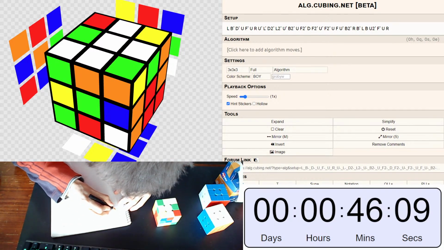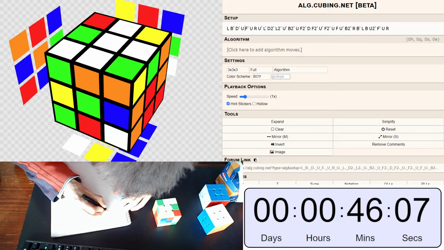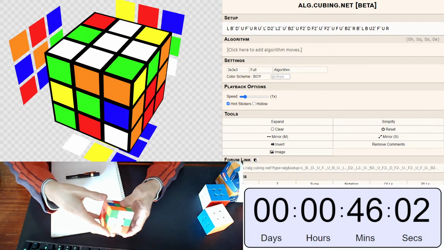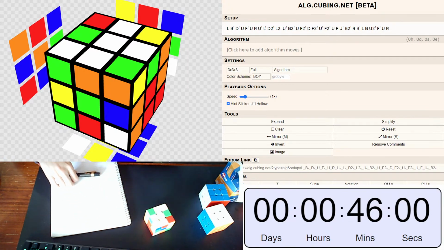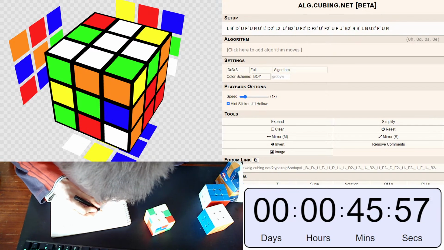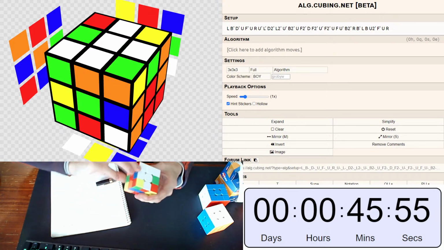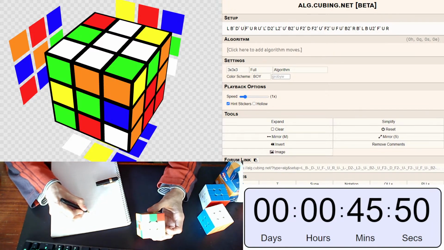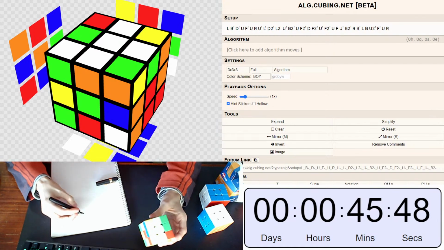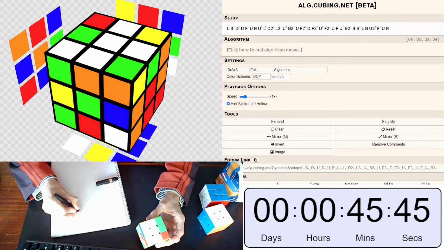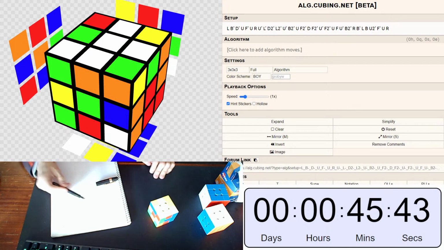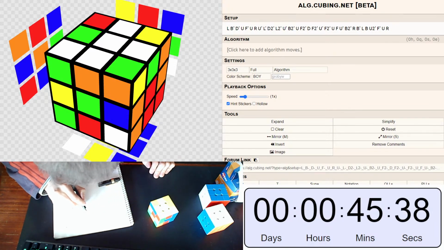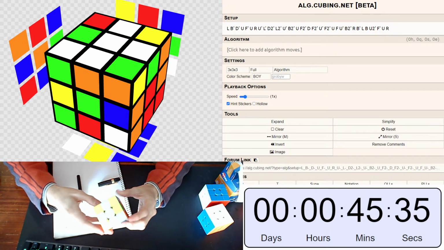So U prime, D, B, L prime, open bracket for inverse notation, D2, R2, U prime, R2, U, L. So that's domino reduction in 4, 5, 6, 7, 8, 9, 10 moves, which is really quite nice for me.